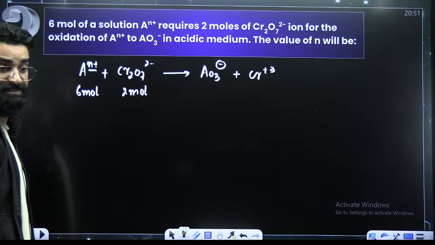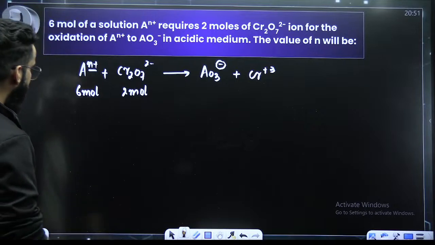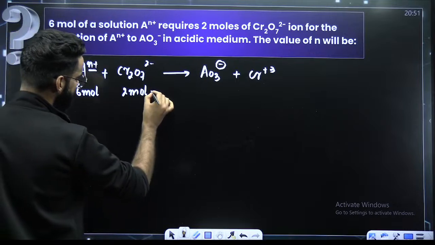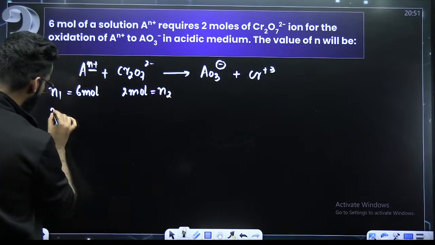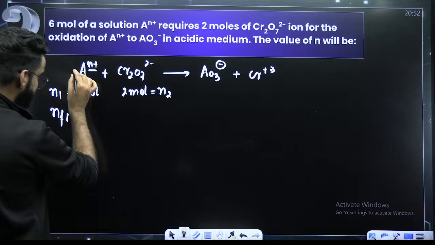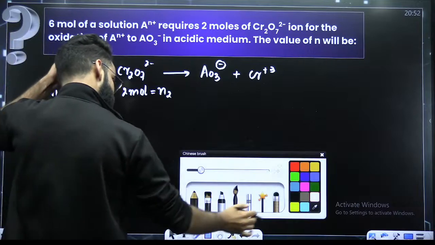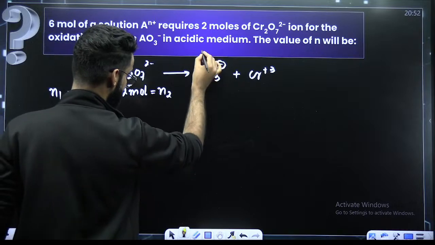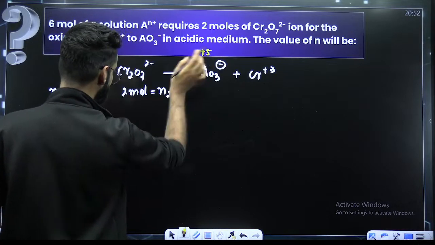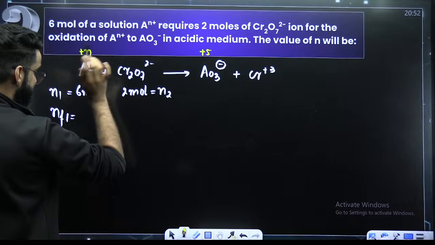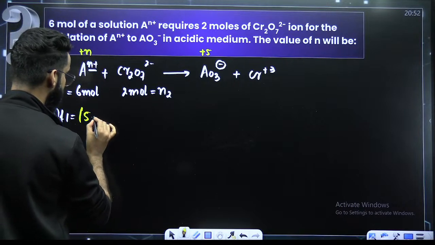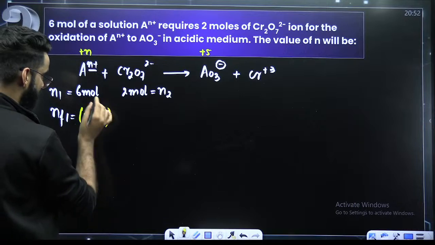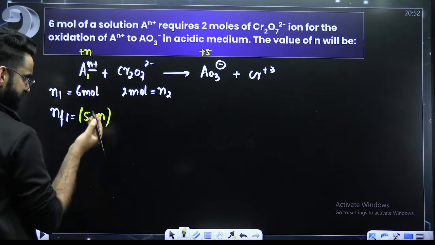In acidic medium, we have discussed this. Now, guys, understand. Let's call this N1 first of all, and let's call this N2. Now, what about the N factor of A n+? Its oxidation state here is +n, and the oxidation state of A here will be +5. So, +n to +5 changes. Final minus initial, modulus. This is the change in the oxidation state for one atom of A. I've got only one atom, so this is the N factor.